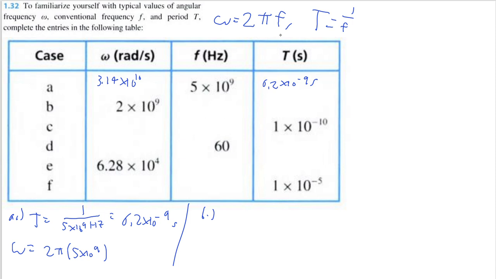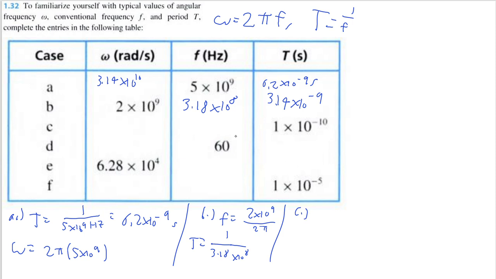We're given omega, so frequency will be equal to omega, 2 times 10 to the power of 9, divided by 2 pi. That is 3.18 times 10 to the 8. Therefore, our period will just be 1 divided by the frequency, 3.18 times 10 to the 8. That is 3.14 times 10 to the negative 9.